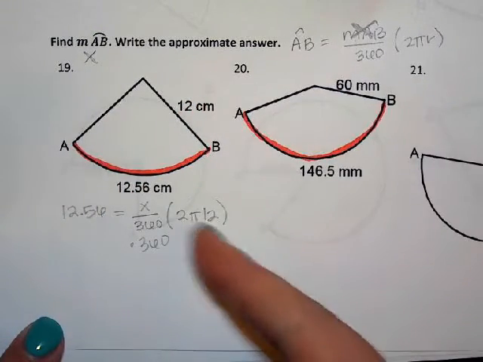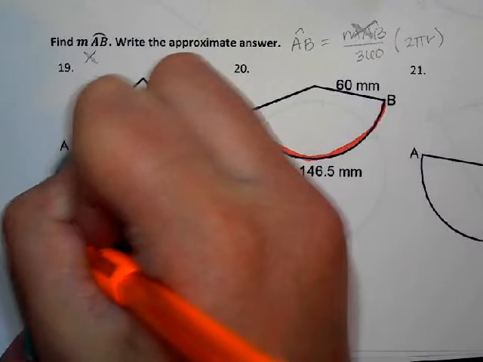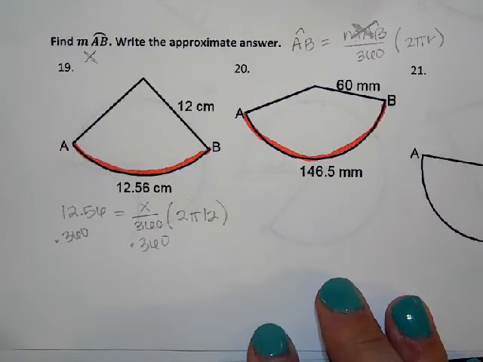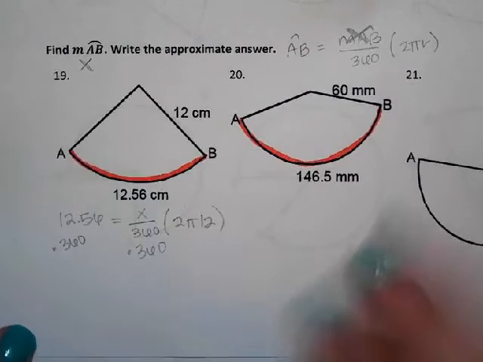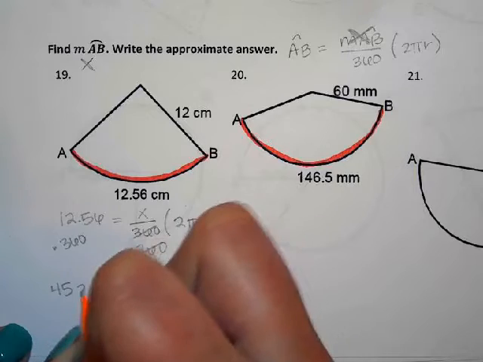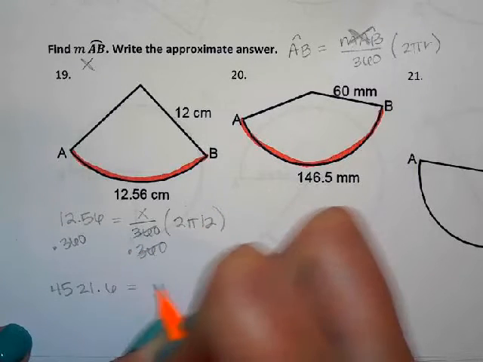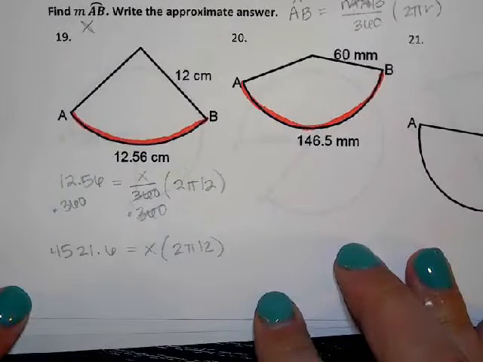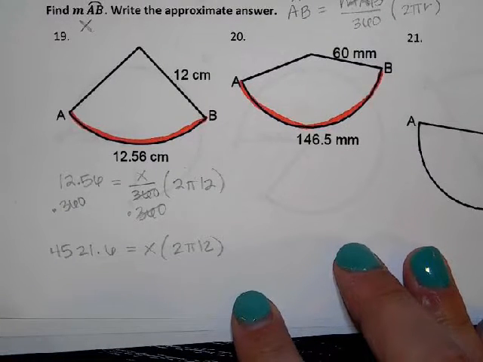So 12.56, we are multiplying by 360, so our 12.56 is going to get pretty big pretty fast. So we have 4521.6 equals x times 2 pi 12. Okay. And so at this point, how do we get rid of the numbers that are by the x? We divide by those numbers.